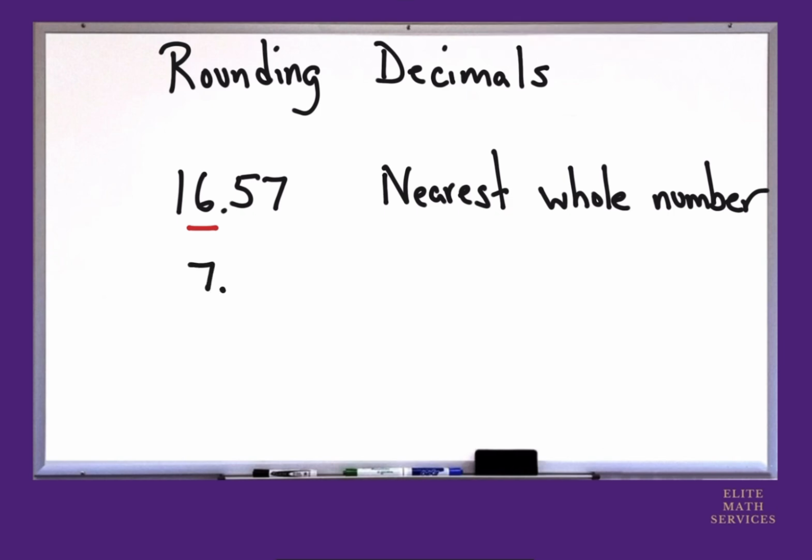So our neighbor is a 5, which means our 6 goes up by 1, which now is a 7. Everything to the left remains the same. We put our decimal. And the last rule is that every number to the right becomes a 0, leaving us with the final answer of 17.00. This can also be written as 17. Either answer will be correct.